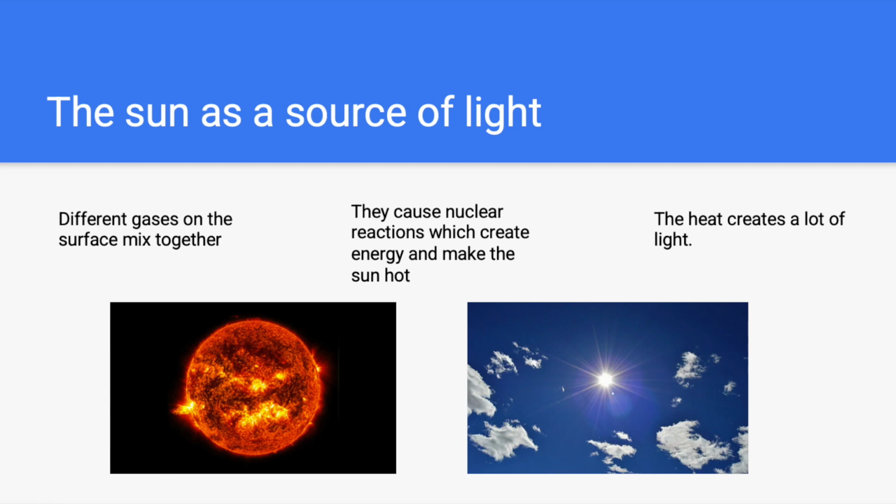The outside of the Sun, its surface, is covered with very hot gases. The different gases mix together and cause reactions that are called nuclear reactions. Nuclear reactions create a lot of energy, which makes the Sun very hot. The heat creates a lot of light too.